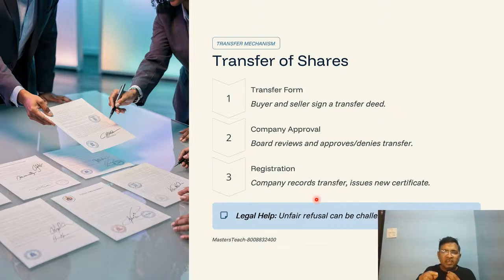It was there when the shares were sold through paper, but nowadays everything is digital. You can buy and sell properly through digital apps. So buyer and seller sign a transfer deed, then company approval, where the board reviews and approves or denies a transfer. Registration: the company records the transfer and issues the new share certificate. This is the mechanism of transfer of shares.